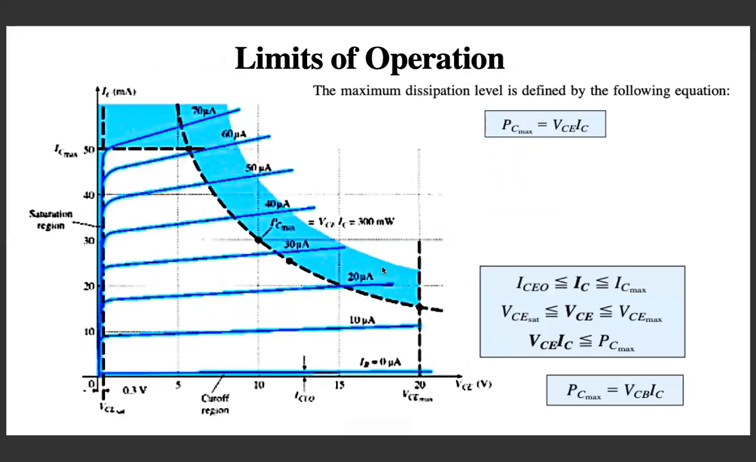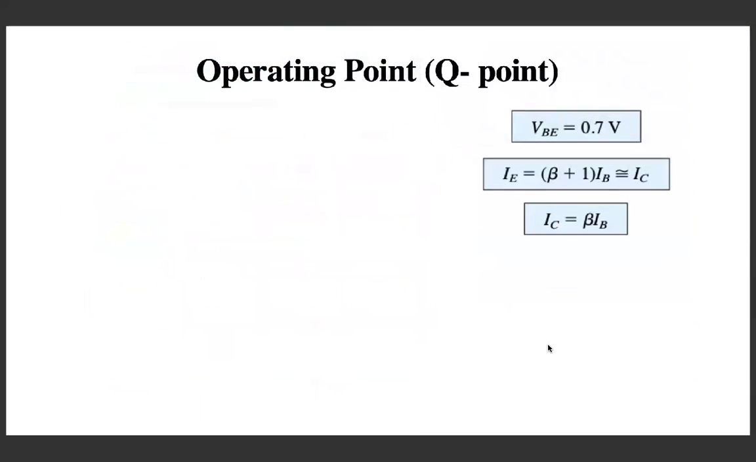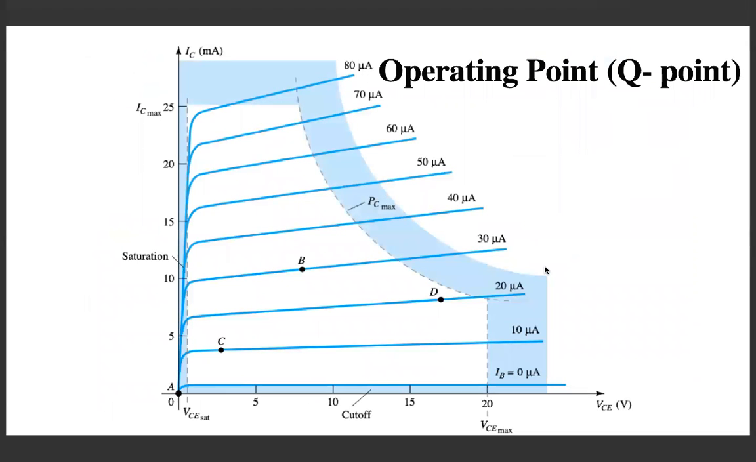Then the limits of operation, how do we limit the operation of the transistor by using the specification sheet values, using the power rating, using minimum current and maximum current, using minimum voltage and maximum voltage. Then these 3 basic equations that will be used in all the configurations and selection of the operating point of the transistor. How we can select an operating point so that it is always in the active region.